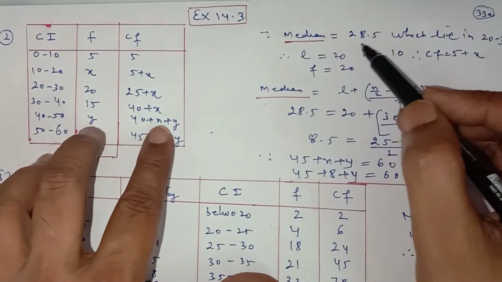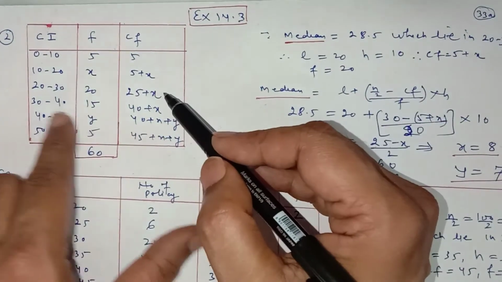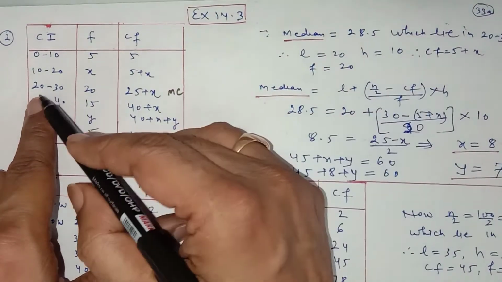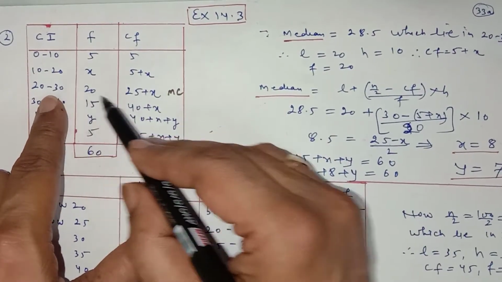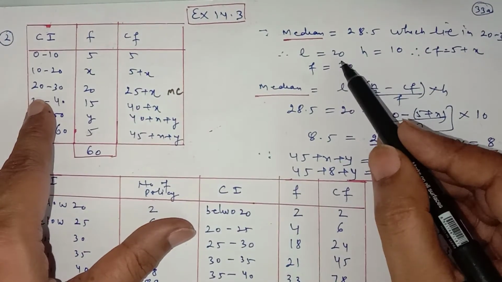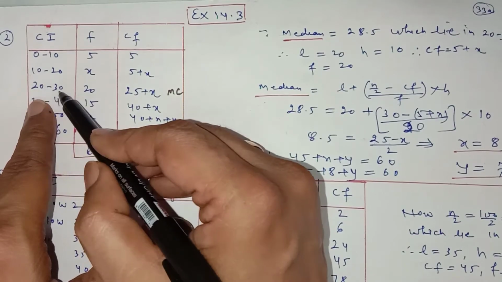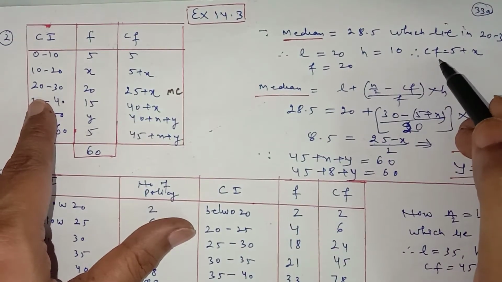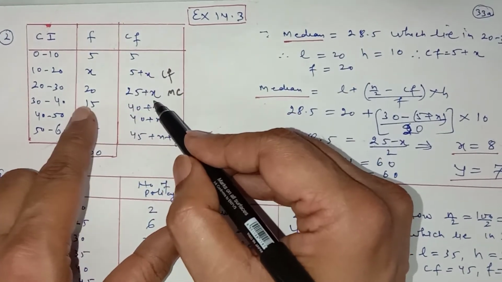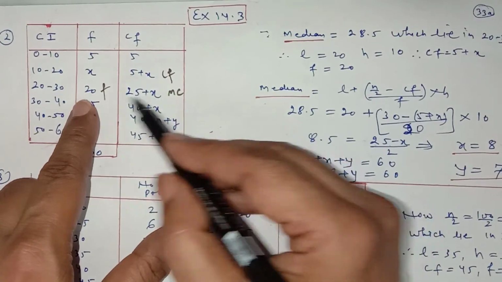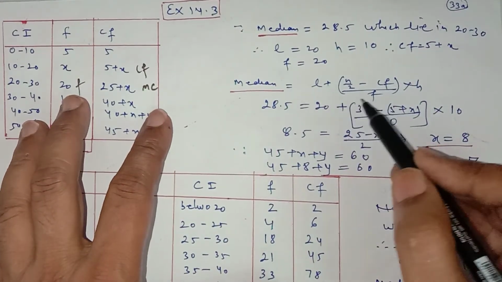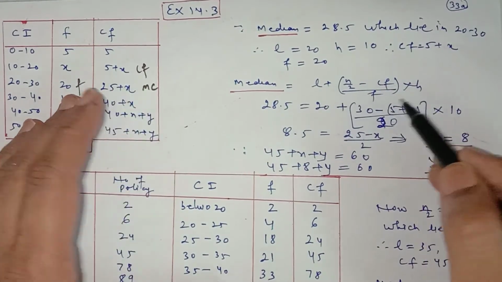Now because the median is equal to 28.5, it will lie in the class interval 20 to 30. So this will be the median class. From this we can easily find L, that is the lower limit, which is 20. H is the class size, 20 to 30 is 10, so the class size is 10 here. The CF will be the cumulative frequency of the preceding class interval, that is 5 plus x, and f is the frequency of the median class, which is equal to 20. Replace these values in the formula: L plus n by 2 minus CF upon f into h.